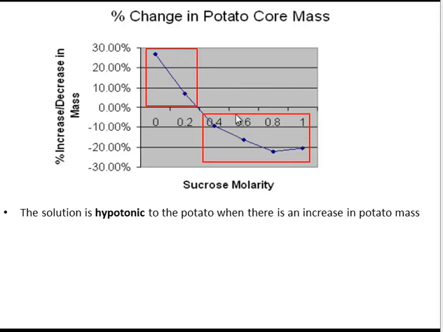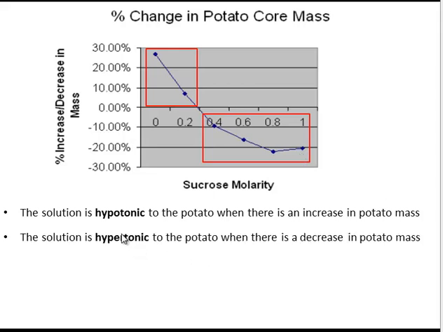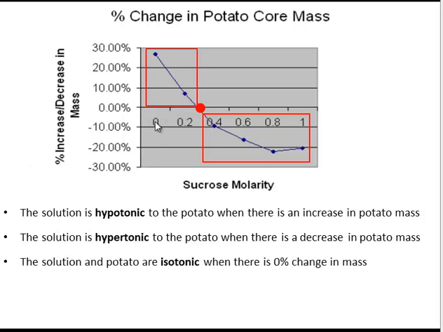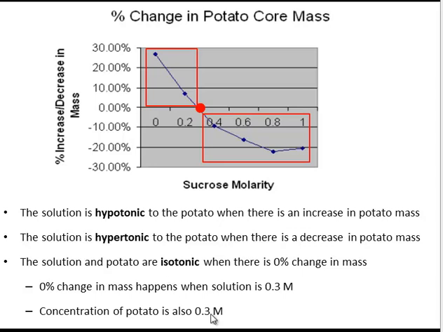Here we see the opposite. Here the potato is decreasing in mass. It's losing mass because water is leaving because it's been placed in a hypertonic solution. But then there's one more interesting trend. Right here, we see that there is 0% change in mass. That happened because the potato and the sucrose solution were isotonic, so there was no overall movement of water. So we could also infer from that information that the solution, when it's 0.3 molar, causes no change in mass, and thus the potato is also about 0.3 molar.